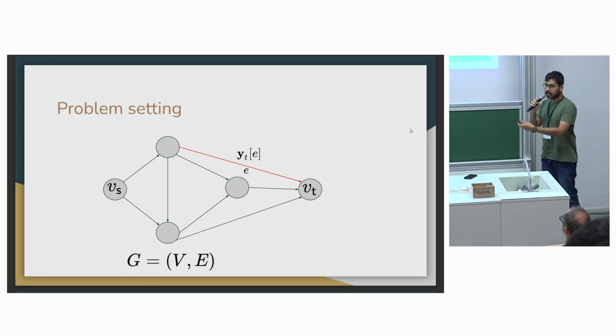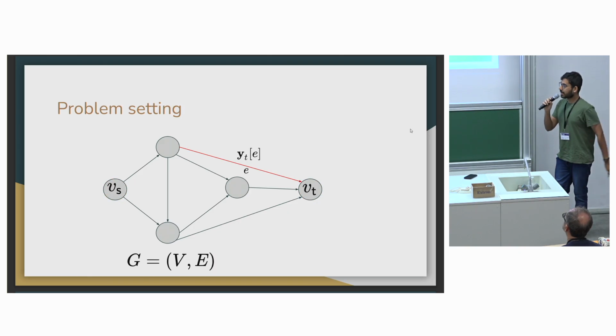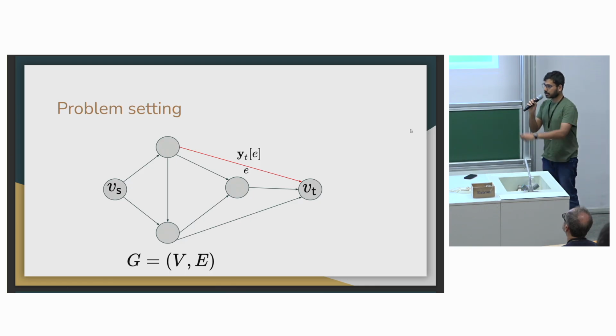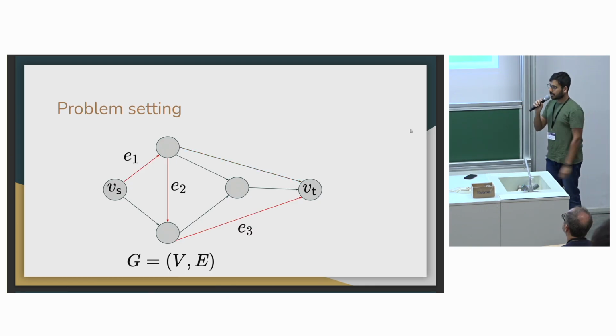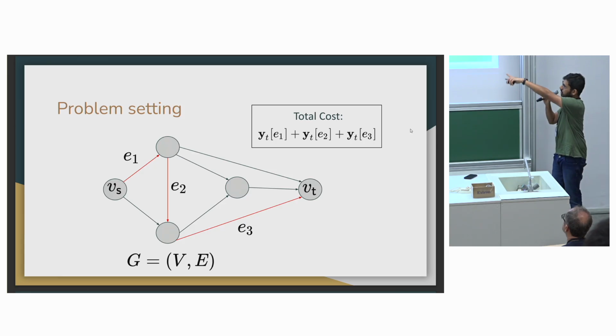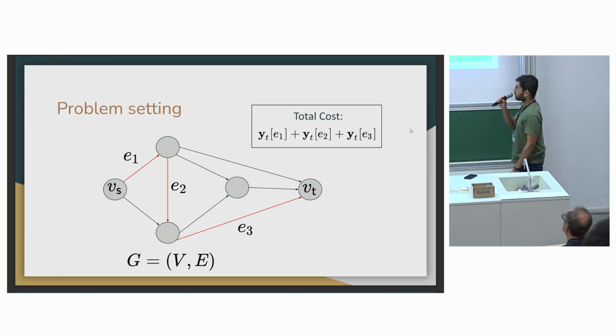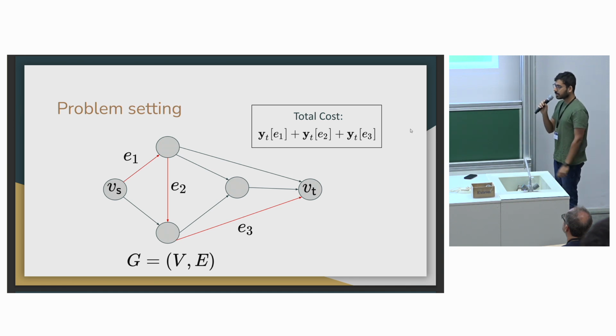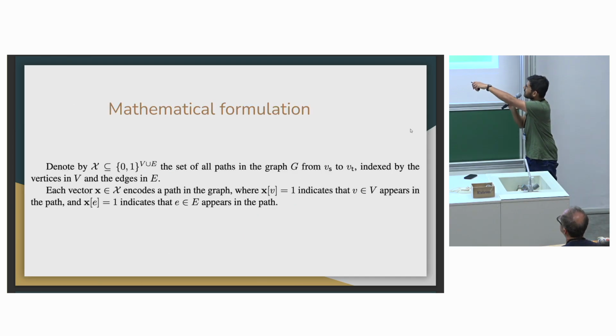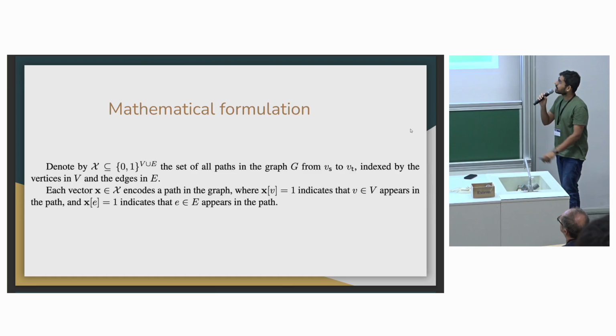In each round t, an adversary shows up and assigns losses to the edges in an adversarial fashion. And we, as a learner, have to choose a path from source to sink. We incur a total cost of the sum of the losses of the edges, and we only observe this total loss as the bandit feedback. The goal is standard regret minimization, where you want to minimize regret with respect to the best path in hindsight.